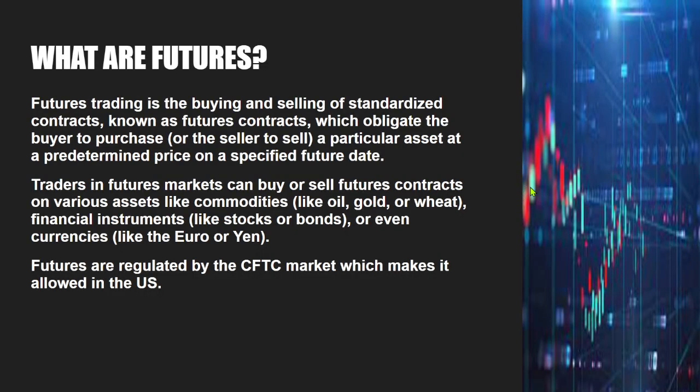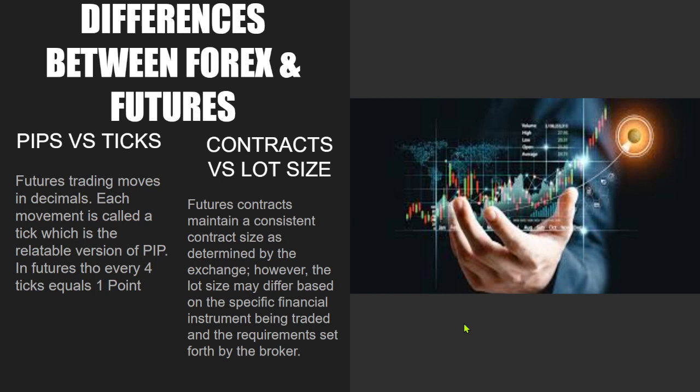So what are futures? Futures trading is just the buying and selling of standardized contracts known as futures contracts, which obligate the buyer to purchase or sell a particular asset at a predetermined price on a specified future date. Traders in the futures market can buy or sell futures contracts on various assets, like commodities such as oil, gold, wheat, soy, or even financial instruments, like your indices, stocks, bonds, or even, surprisingly, currencies like the euro and the pound. The futures market is regulated by the CFTC, and that makes it allowed for us in the US.